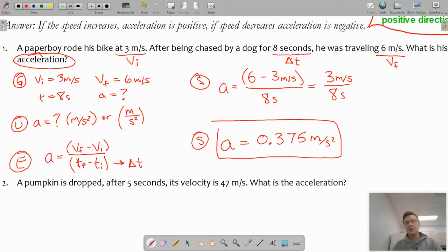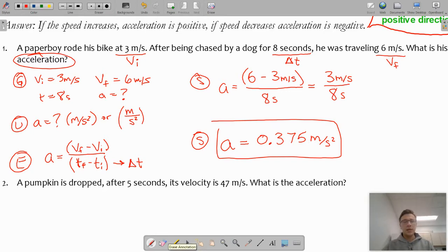So what this is saying is that every second, the paper boy and his bike are speeding up by 0.375 meters per second. Okay, so an increase of speed of 0.375 meters per second each second. So after 8 seconds, he will have increased his speed by 3 meters per second from 3 to 6.